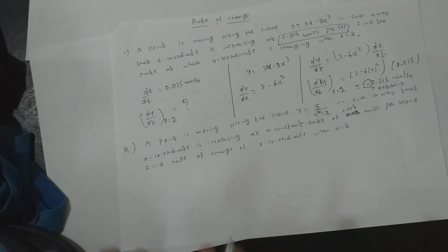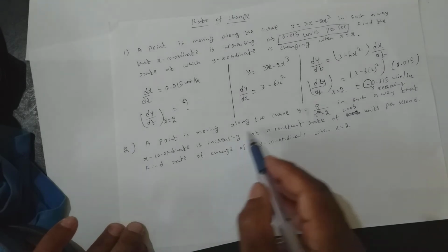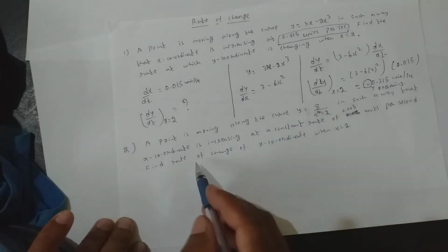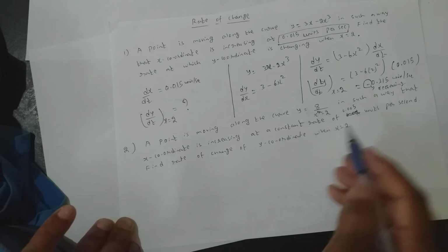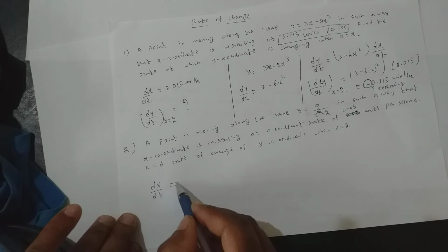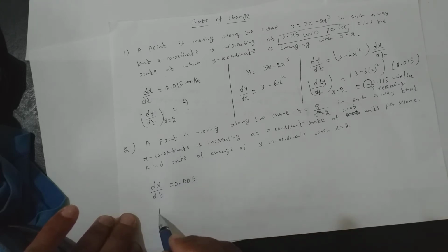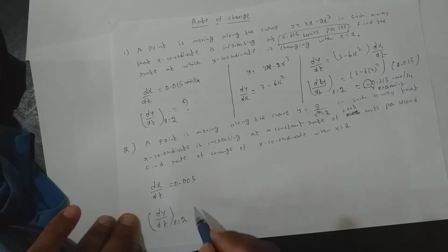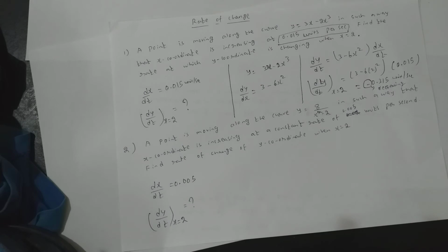Am I clear with rate of change of sums? Look at the second sum now. A point is moving along the curve in such a way that the x coordinate is increasing at a constant rate. That means dx by dt equals 0.005. Find the rate of change of y. So it's the same thing. dy by dt when x equals 2 equals how much? They are asking. Is the question clear?